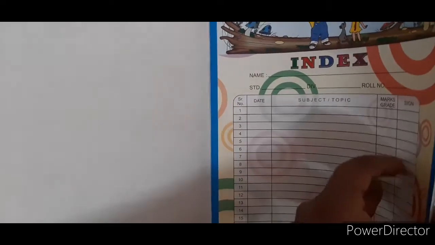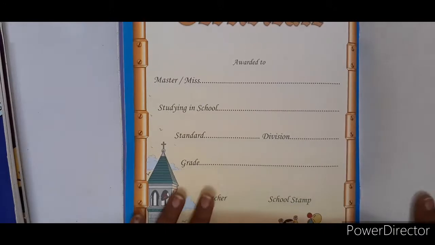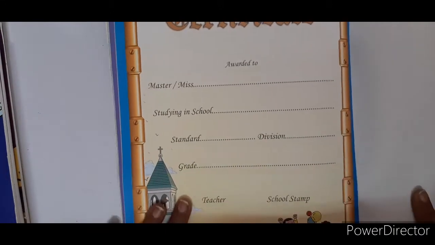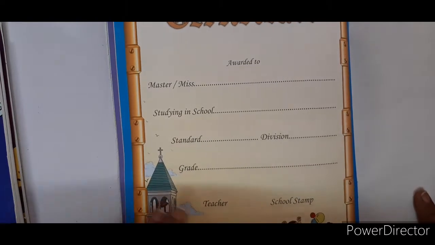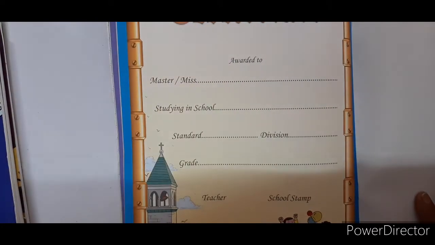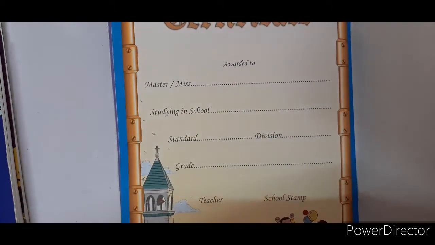Okay, at the end of the scrapbook there is a certificate. Once we go through your projects, we'll give you marks and assign you the grades and we'll stamp it and give it to you all later. Okay children, so I hope you all must have understood how to use the scrapbook.